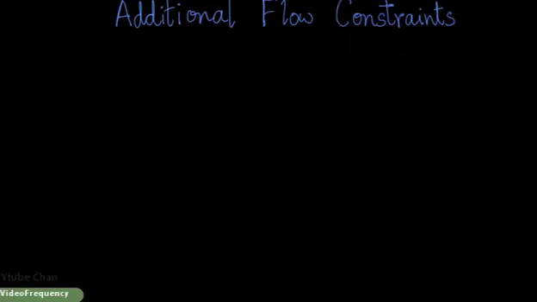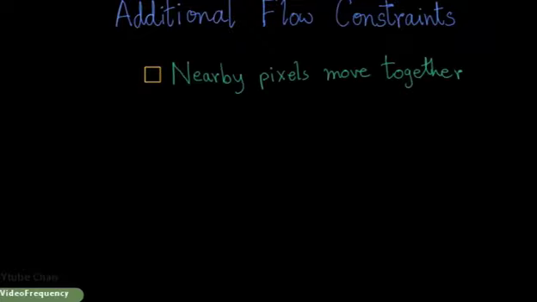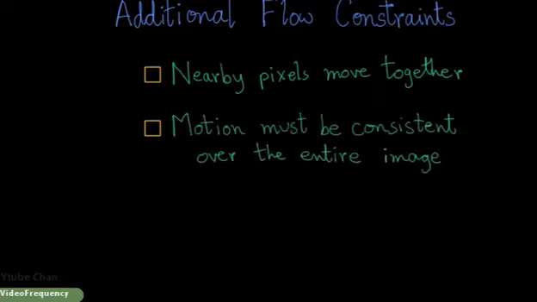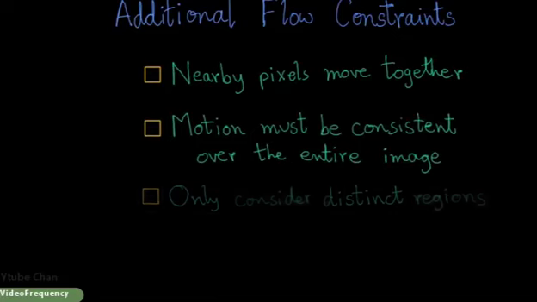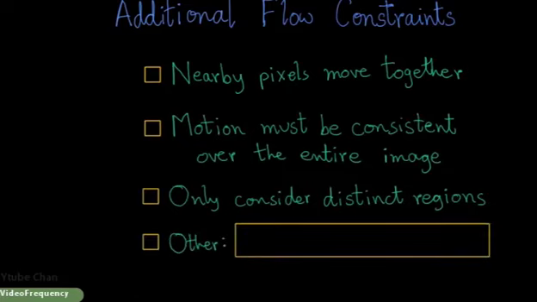Think about what additional constraints you might be able to use. For instance, do you think nearby pixels move together, that is in the same direction and roughly the same amount? And can this be used to optimize our optical flow computation? Similarly, can we say that motion over an entire image should be consistent? Or should we just look at distinct regions, like corners? Select the choices that you think are valid and useful. Anything else? Mark Other and enter it in the box.